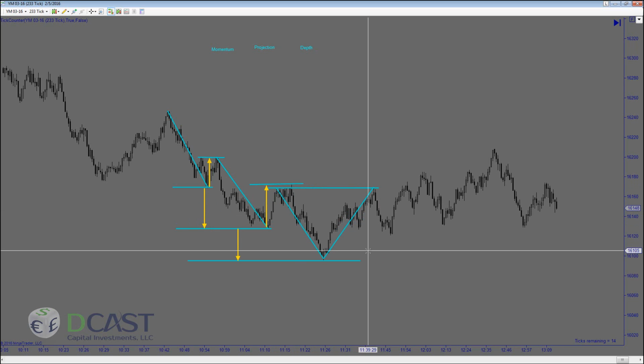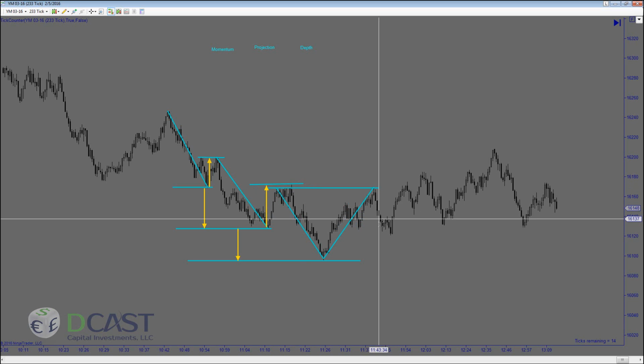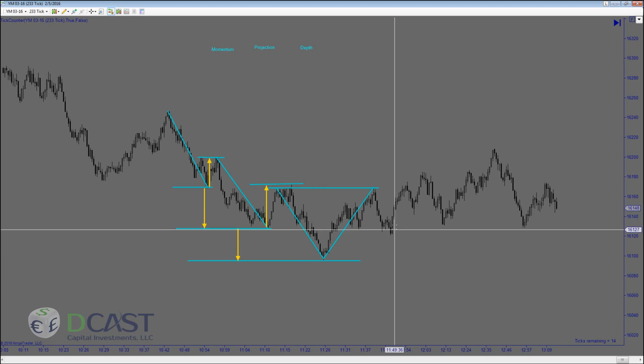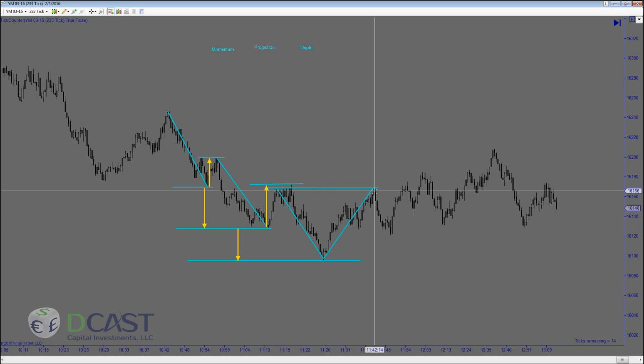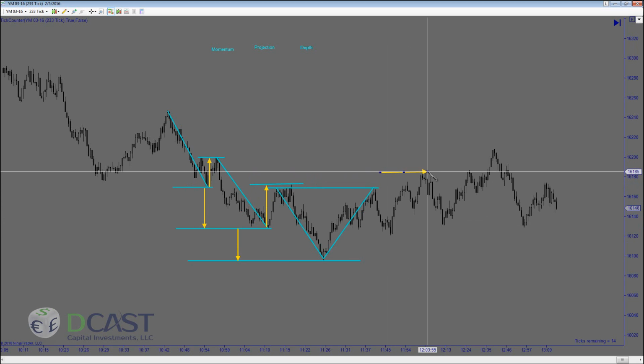Okay, so we have that. And then we have price come down and produce that higher low. And price comes up and makes a weak new structure high, and we know that because we can see the projection here. Oh my goodness, we can see the projection here.